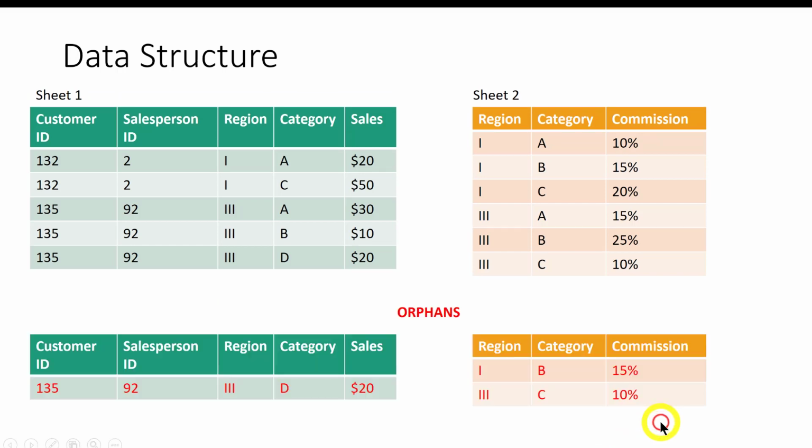And here are what we call orphans. So those are records that were unmatched. On the source side, we have this record for customer 135, salesperson 92, region 3, and category D. On the key side, we have 2 keys that were not matched for region 1, category B, and region 3, category C. Now we are going to see how this works in my analytical tools.